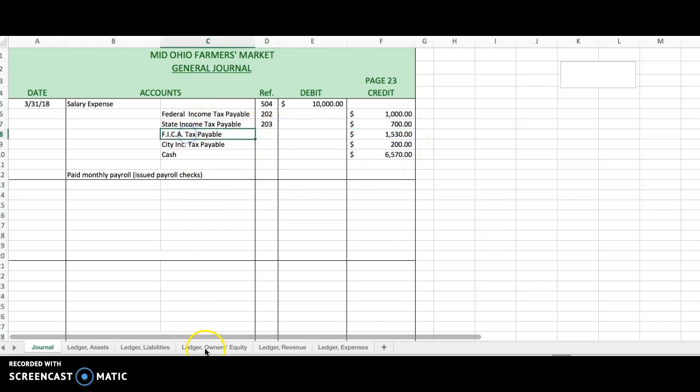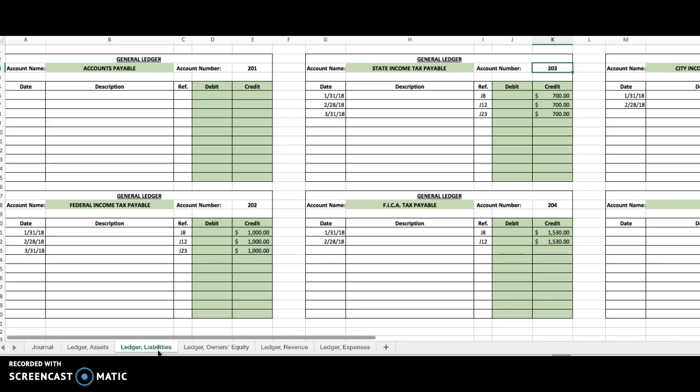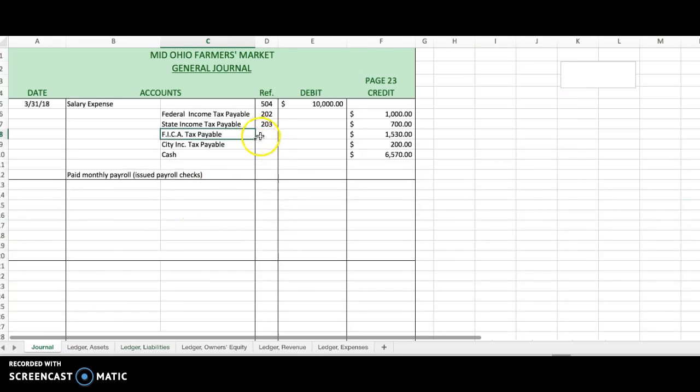$1,530 is credited to FICA. Remember, FICA is a federal tax that encompasses both Social Security and Medicare. And there's a complicated process of determining how much that amount will be, but we're not worried about that right now. And we will assume the amount each month is $1,530. The account number 204. Back into our journal.